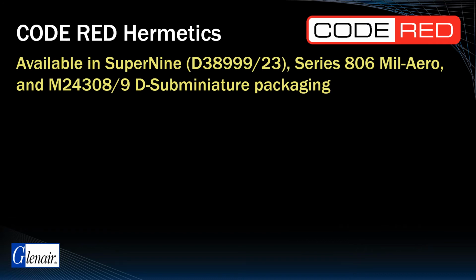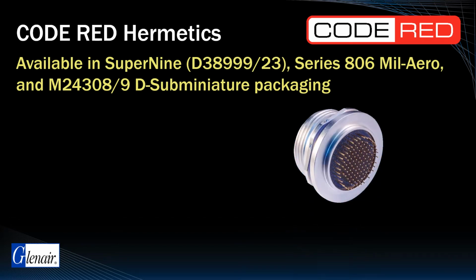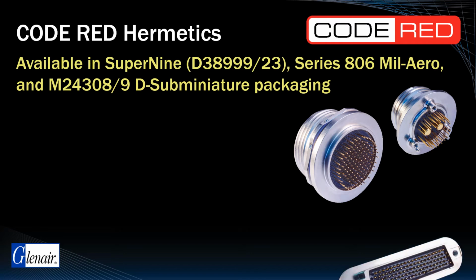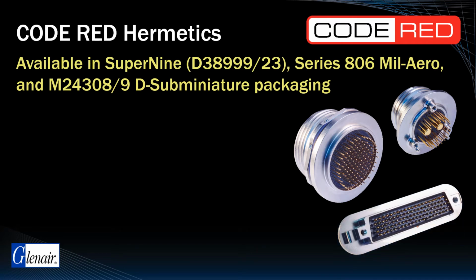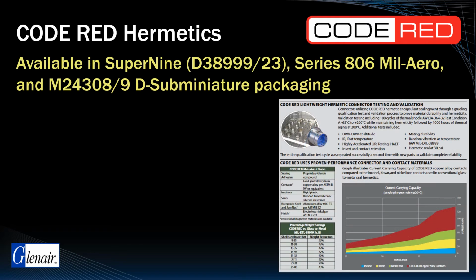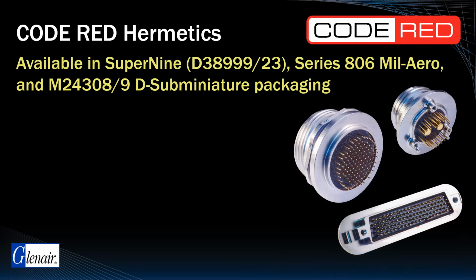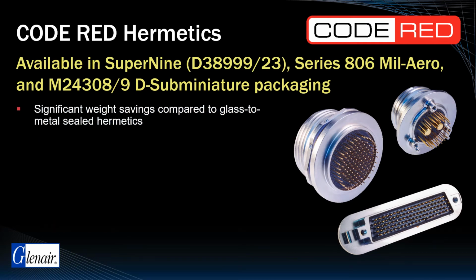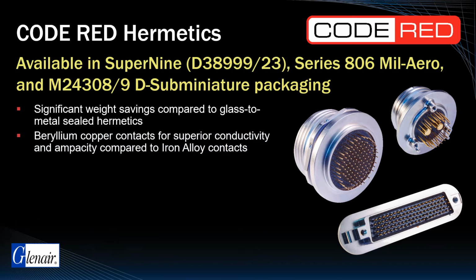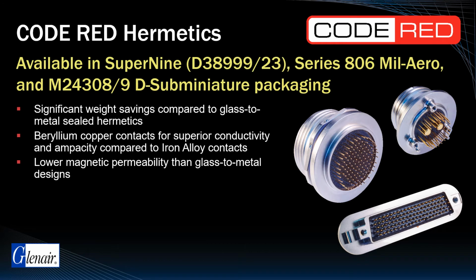Here's a quick summary of the technical performance attributes of CodeRed. Glenair has successfully implemented the process in Super 9, Series 806 mil Aero, and M24308D sub packaging, and is able to supply full qualification test reports for all configurations. It bears repeating that, in addition to the significant weight savings enjoyed due to the use of aluminum shells, these interconnects also deliver far superior electrical performance, as well as lower magnetic permeability compared to glass-to-metal seal designs.